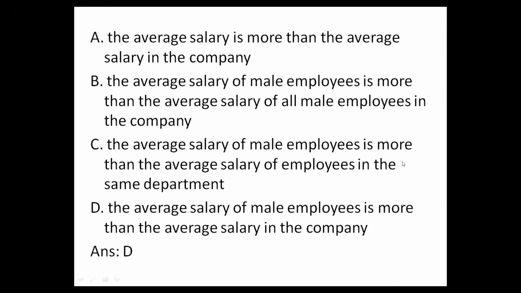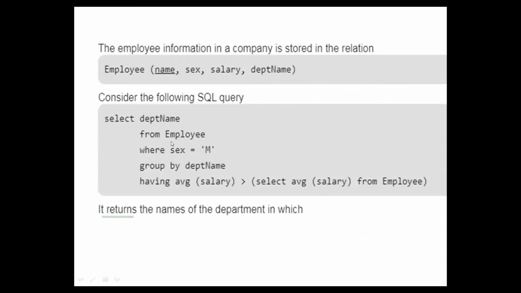The average salary of male employees is more than the average salary in the company. So what does your query say? So you need to select the department name from employee where your sex is equal to male. So you need to select only the male. So you'll have to group by the department name having salary greater than the average.